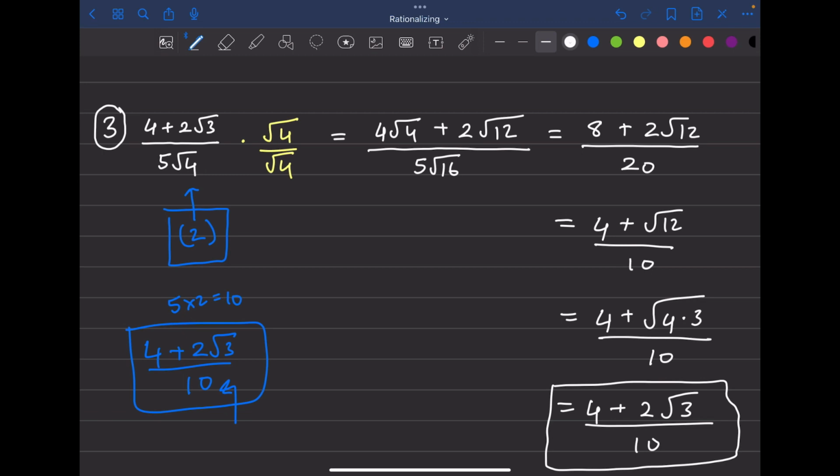This question kind of shows us how sometimes you just gotta look at the question before actually trying to do anything to it, because the answer might be right there. So that's it for this question.